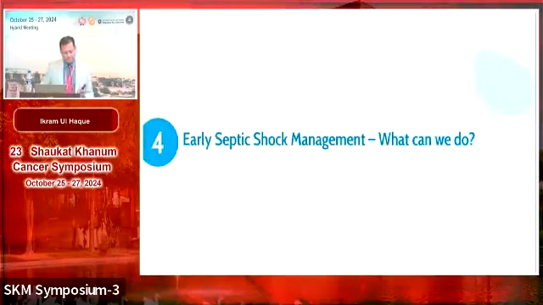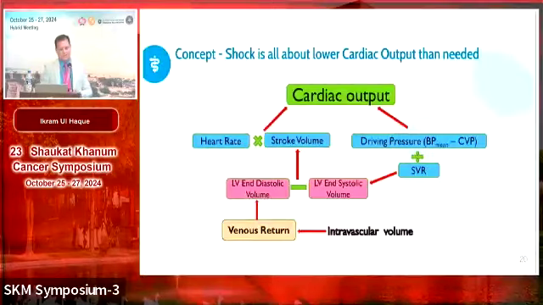Okay, so let's move on to what we can do once you recognize septic shock. Yes, it all comes down to low blood flow, which is what we call cardiac output in the ICU world. This is very common physiology. You remember that cardiac output is determined in two different ways: your heart rate times your stroke volume. And then there is an Ohm's law equation, which we use for the cardiovascular system.